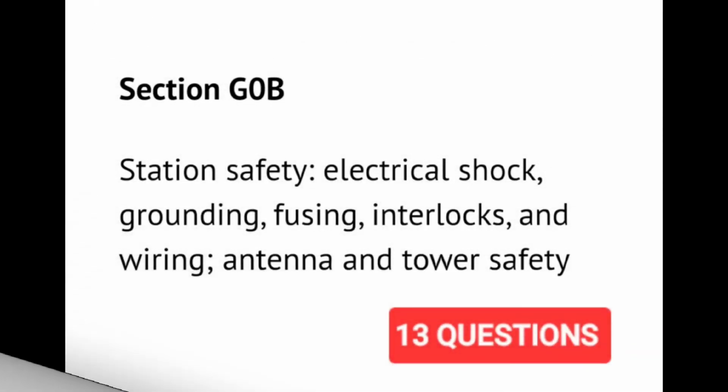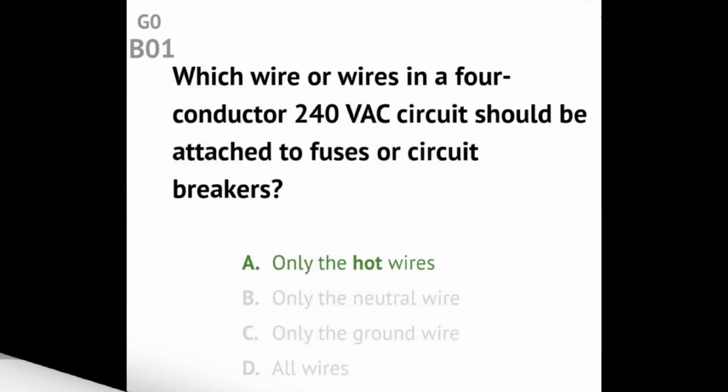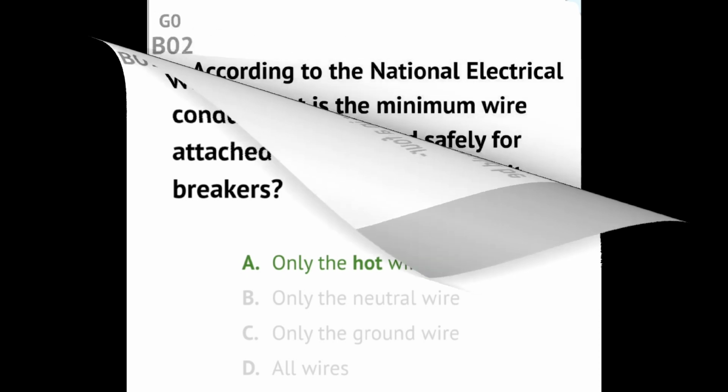Section G0B. Station safety, electrical shock, grounding, fusing, interlocks and wiring, antenna and tower safety. Question G0B01. Which wire or wires in a 4-conductor 240 VAC circuit should be attached to fuses or circuit breakers? Answer: only the hot wires.